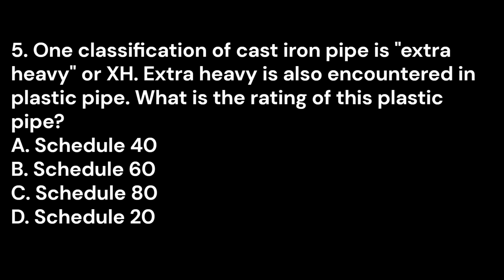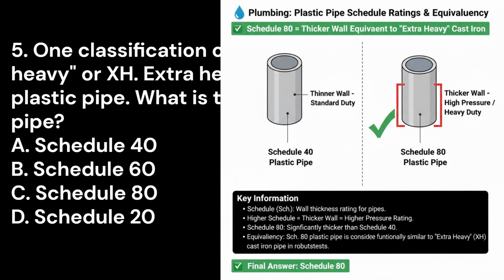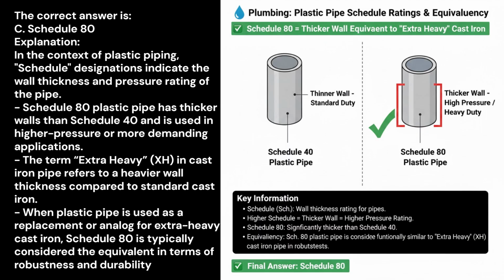Number 5. One classification of cast iron pipe is extra heavy or XH. Extra heavy is also encountered in plastic pipe. What is the rating of this plastic pipe? A. Schedule 40. B. Schedule 60. C. Schedule 80. D. Schedule 20. The correct answer is C.